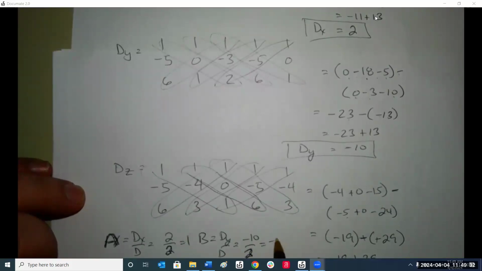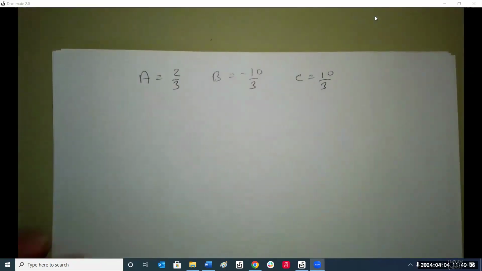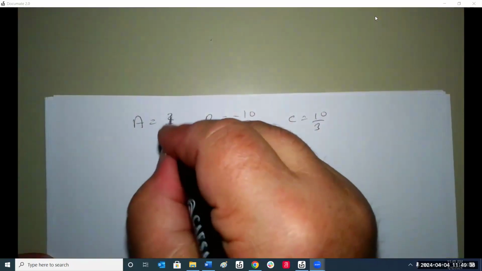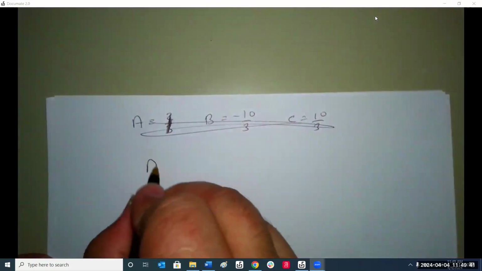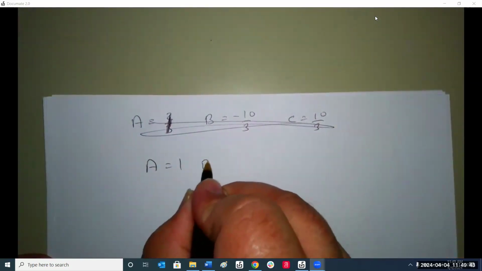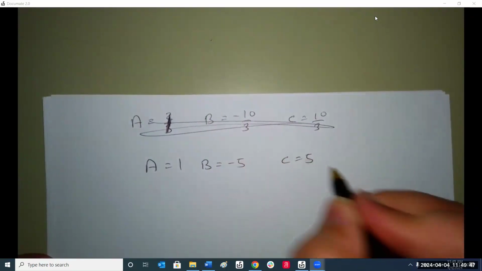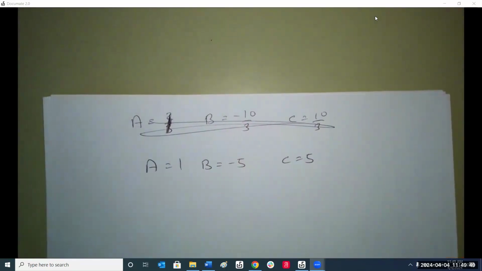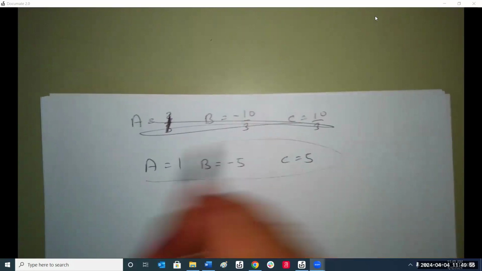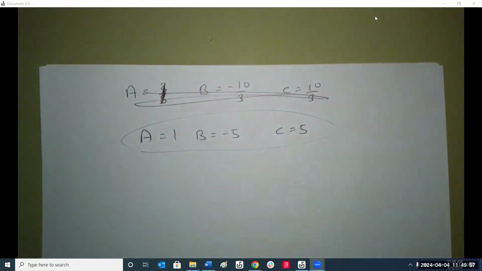A is 1, B is -5, C is 5. That should be better. Careless errors.